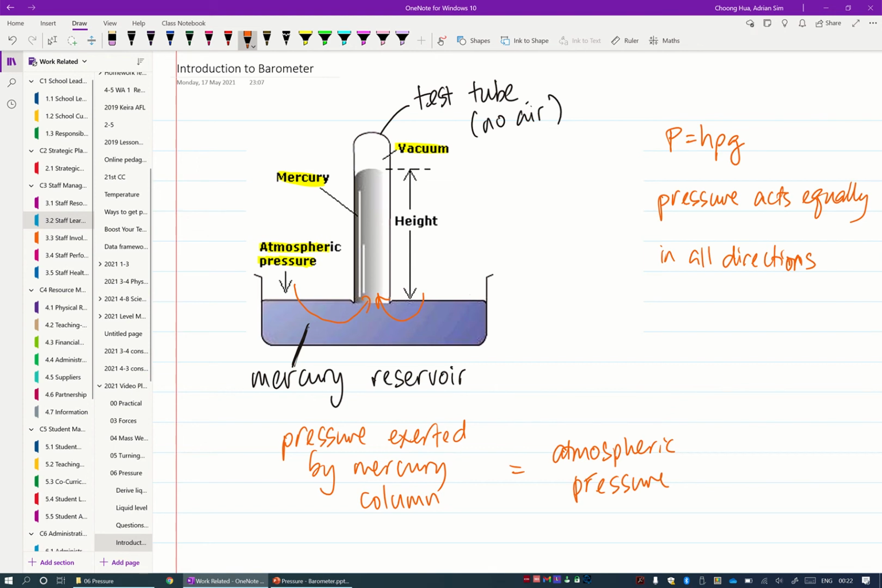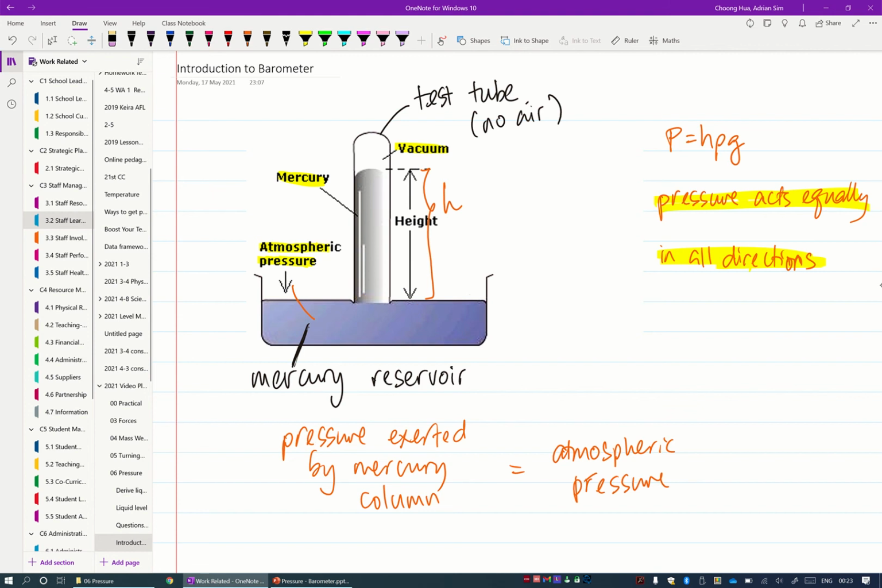Why can this happen? Because when the atmospheric pressure pushes against the mercury column, as indicated by the arrow, we need to take note that pressure acts equally in all directions. Okay, pressure acts equally in all directions. So it pushes up the mercury until it reaches a certain height. Once it reaches a certain height, the pressure exerted by the mercury column, which is this column, h, becomes equal to the atmospheric pressure.